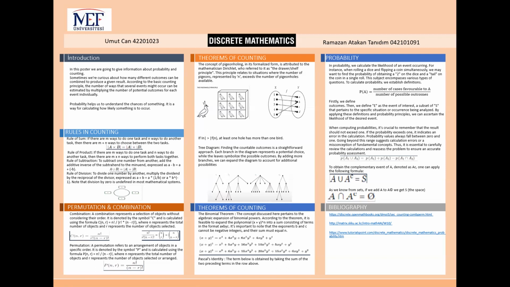Lastly, we have the rule of division. This rule guides us when dividing one number by another. To accomplish this, we multiply the dividend by the reciprocal of the divisor. In other words, we express it as a divided by b equals a multiplied by 1 divided by b, or a multiplied by b to the power of minus 1.